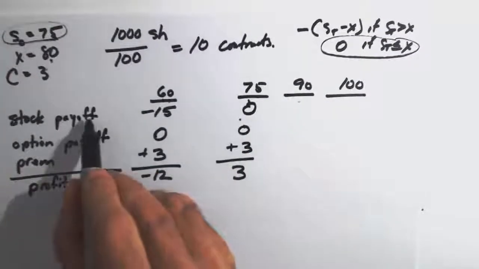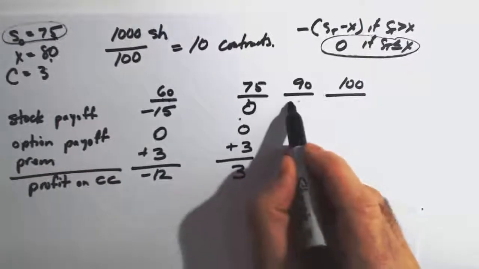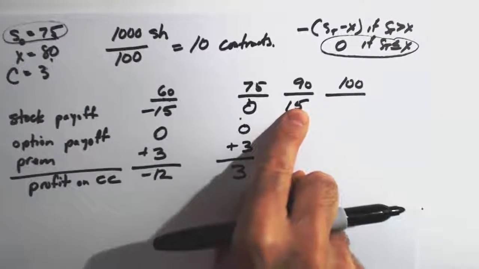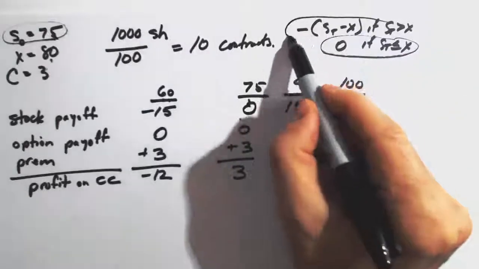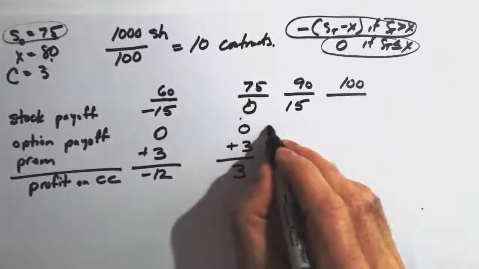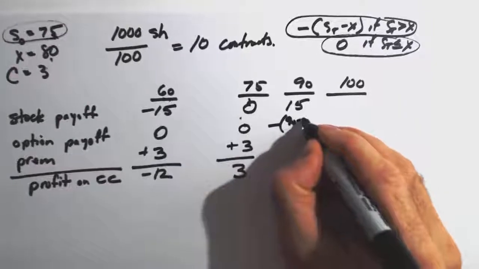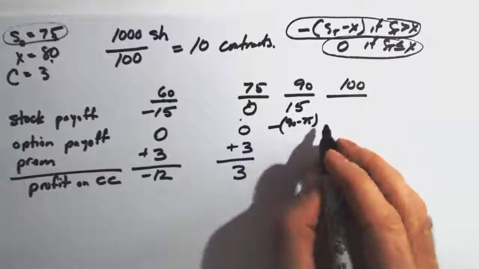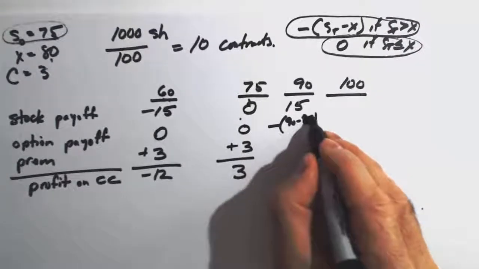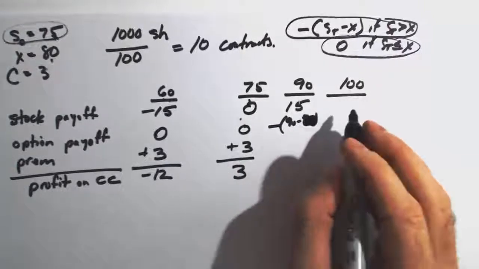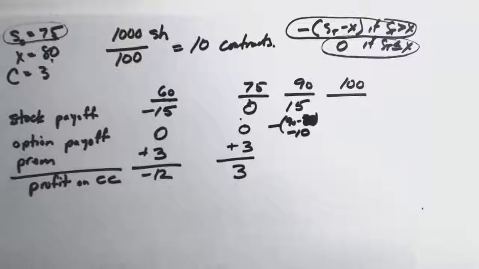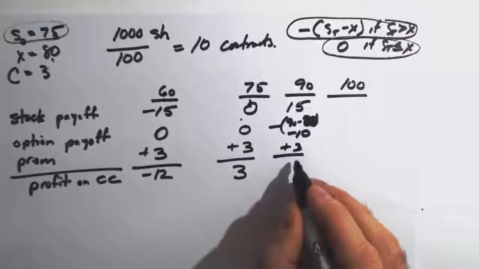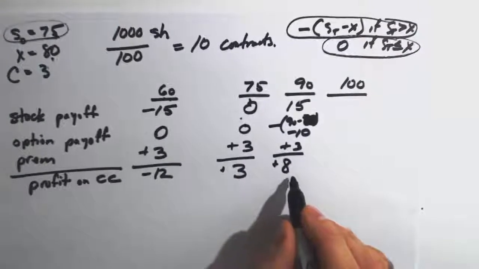Now at 90, the stock is going up. You own the stock, and so you're making a $15 profit, 90 minus the 75. Okay, not too bad. Now, the stock price is above the strike, so it's 90 minus 80. 80 is the strike. It's minus 10 as the payoff for that call. We collect the $3 premium, and everything boils down to $8 positive on the upside.